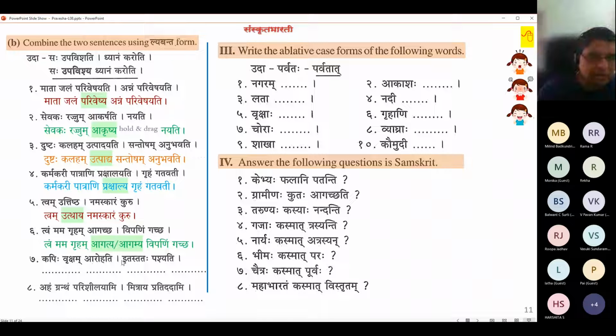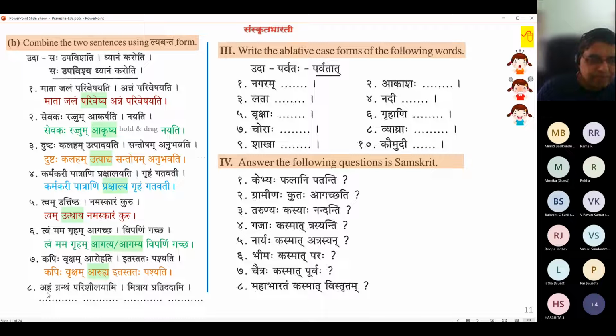Kapihi vriksham arohati itastatah pashyati. Okay. I heard a few variations. Arohya is incorrect. Aruhya. In the O there is a growth of what was ruh. So ruhya. Aruhya. Okay. Kapihi vriksham aruhya itastatah pashyati. So the dhatu first reverts to its original form and then takes the lyabanta. The monkey, having gotten up the tree, watches this and that, or watches here and there.